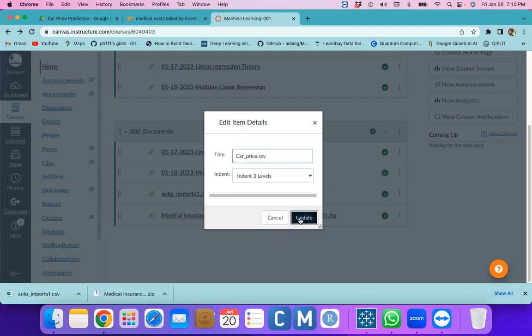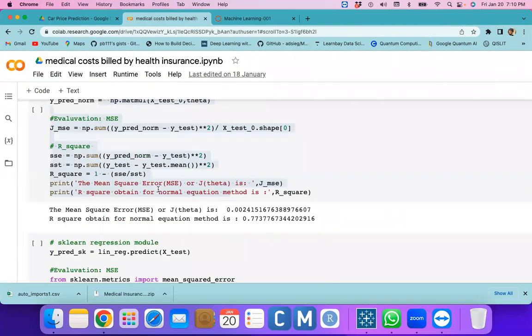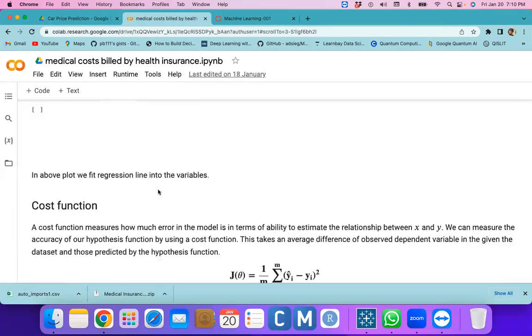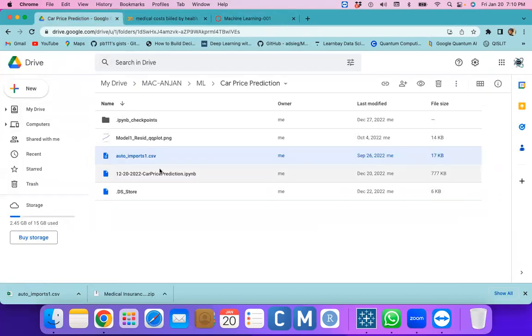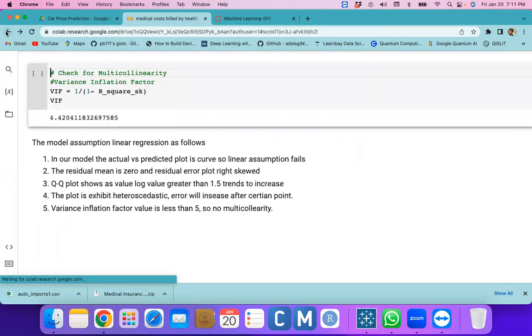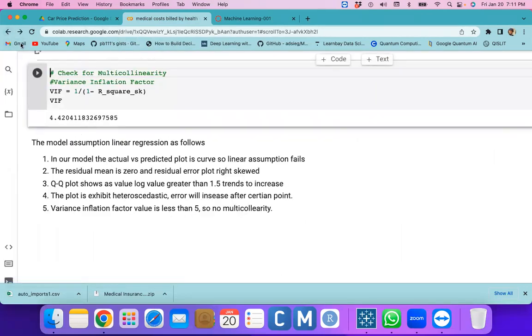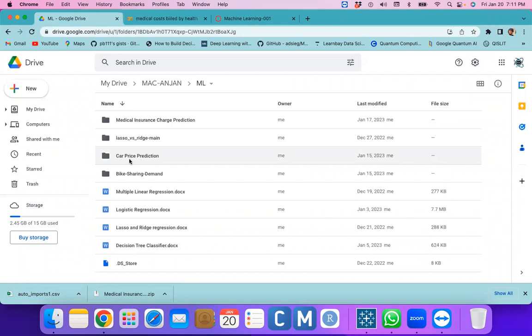See, this is the car price CSV. This is the dataset. How I did this project, in the same way we can do the car price prediction. So this is the medical cost billing project that I explained with my dataset. This is the dataset which is available in my current working directory in my Google Drive.